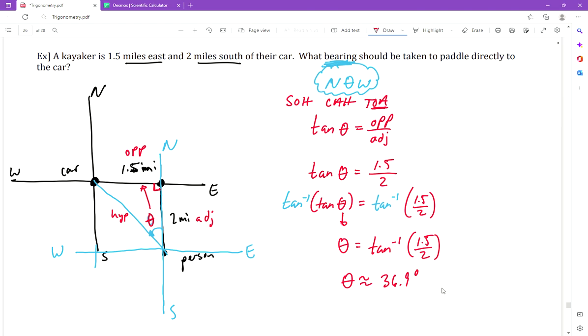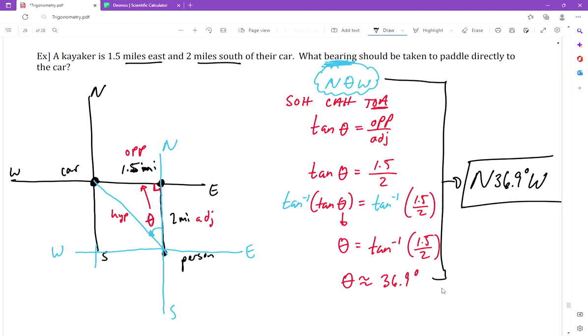Okay, so that's helping us get our answer. But let's now combine these two. We said our answer needed to look something like that. Now we have it: north 36.9 degrees toward the west. That's our final official compass direction answer. So the person needs to paddle that direction, assuming there's no current. They can make this more complicated later. But that's it: north 36.9 degrees west goes directly to the car.